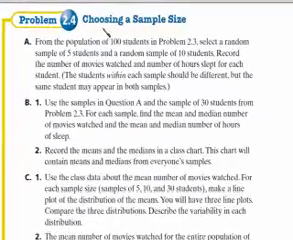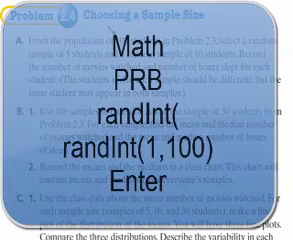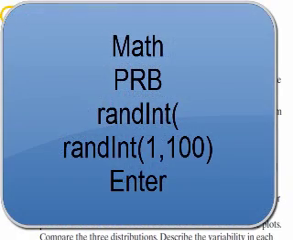2.4, choosing a sample size. Question A. From the population of 100 students in problem 2.3, select another random sample of 5 students using the method on your calculator. If you need to review how to do that, go back to video 2.3 and find that on there. It's going to be math, scroll over 3 times to probability, set the random numbers from 1, 100, close the bracket, and hit enter to start generating your numbers.